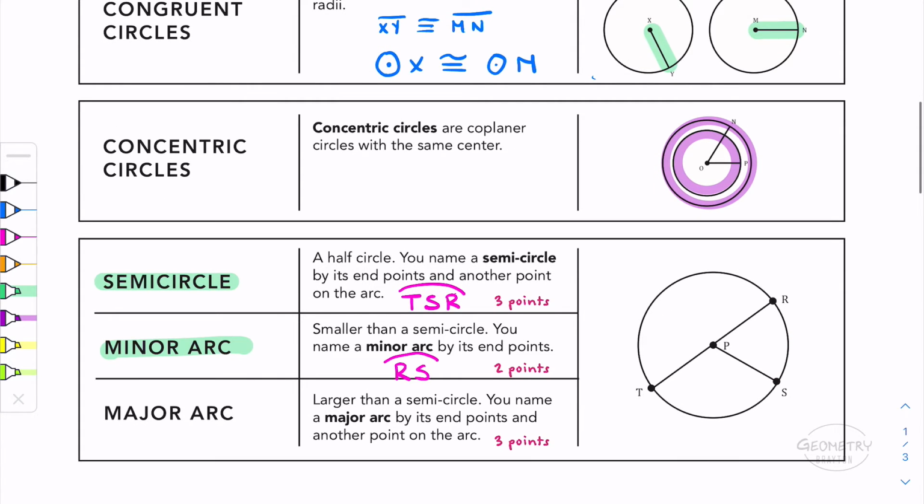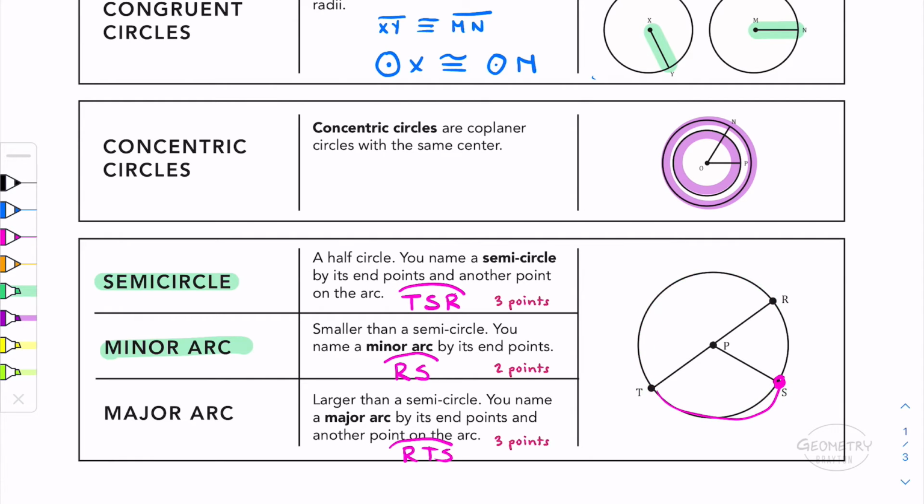And lastly, we have a major arc, and a major arc is larger than a semicircle. You name it with 3 points. So we start at R, let's make our semicircle, let's go past that to point S. So this starts at endpoint R, we see point T, and then we continue to point S. I'm going to name this as RTS with an arc above it.